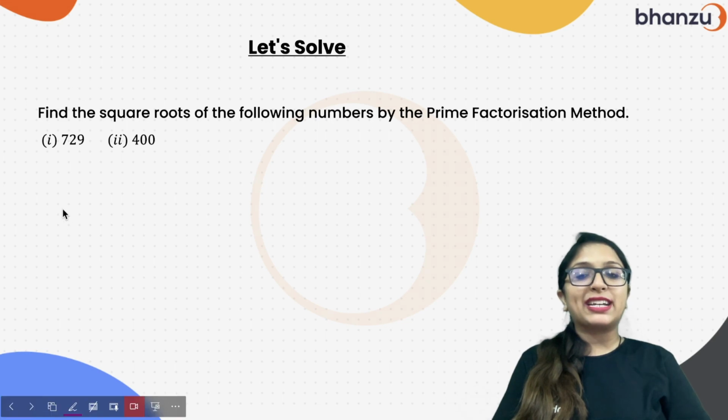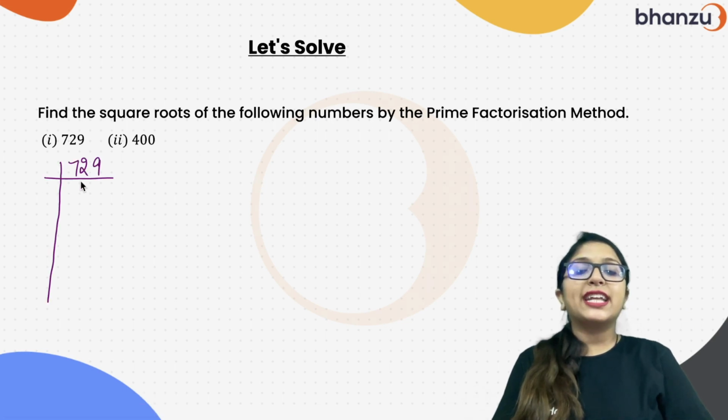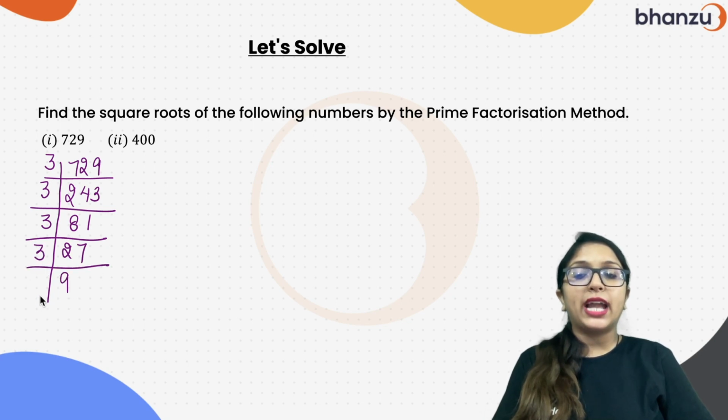So let's quickly practice this one also, and we can see that this is divisible by 3. So this is going to be 243, and then again this is also divisible by 3, and when we divide it by 3, the quotient is going to be 81, and again if we divide by 3 we are going to get 27. If we divide by 3 we are going to get 9. If we divide by 3 we are going to get the quotient as 3, and if we again divide by 3 we are going to get 1.